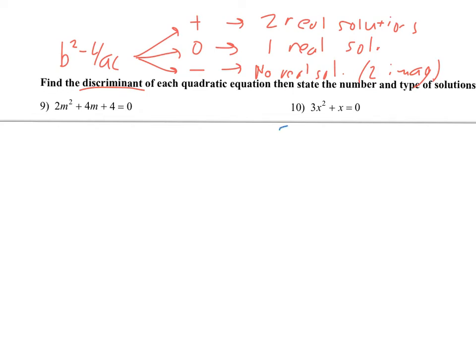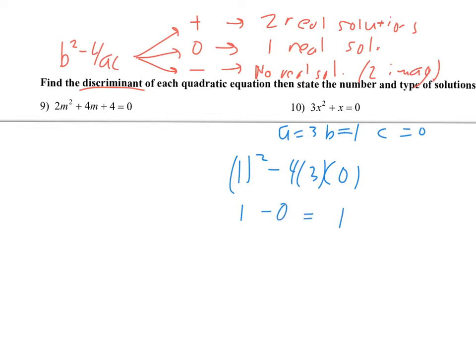So on number 10, I see A is 3, B is 1. C, I would say, is 0. We really don't have one. And so I'm going to do b squared. So that's 1 squared minus 4 times a times c. Now 1 squared is obviously 1. 4 times 3 is 12, or negative 12 times 0 is actually 0. So the discriminant here is actually 1. And according to my chart, what that means is that we have 2 real solutions. So I'm going to write that down since it's positive.